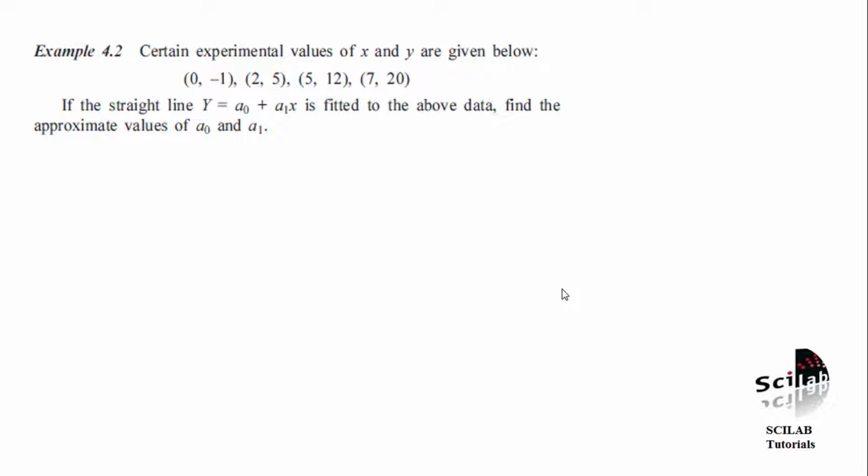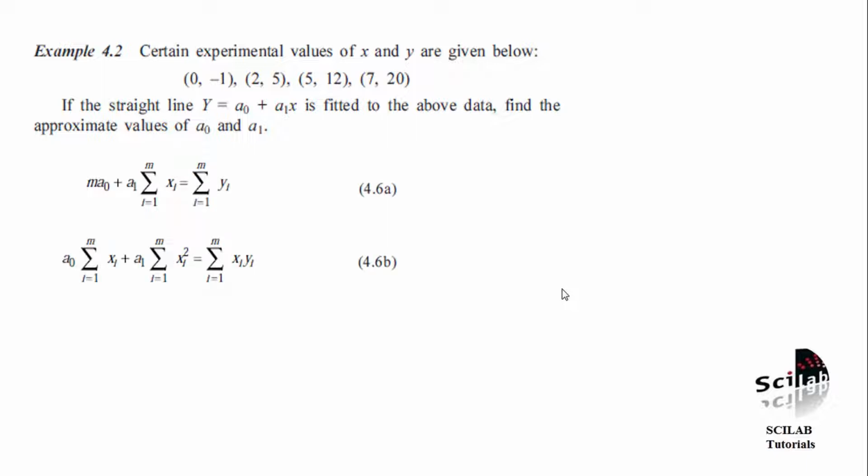So that means we have to find out, by using least square fitting, the values of a0 and a1 to get the best fitted line capital Y. So how can we do that? With the help of these two equations: m a0 plus a1 summation i = 1 to m xi is equal to summation i = 1 to m yi, equation 4.6a, and similarly a0 summation xi plus a1 summation xi square is equal to summation xi yi, equation 4.6b. So these two equations 4.6a and 4.6b we can solve and find the values of a0 and a1.